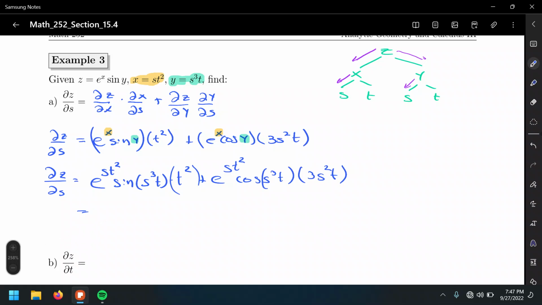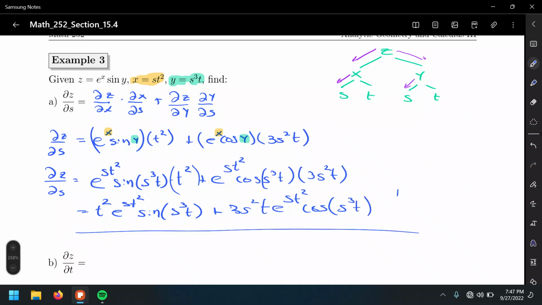Did I miss something? I think... No, I think we're good. I was looking at the wrong one. So that's t squared e to the st squared sine s cubed t plus, oh, not e, actually 3s squared t e to the st squared cosine s cubed t. So that's the partial of z with respect to s.